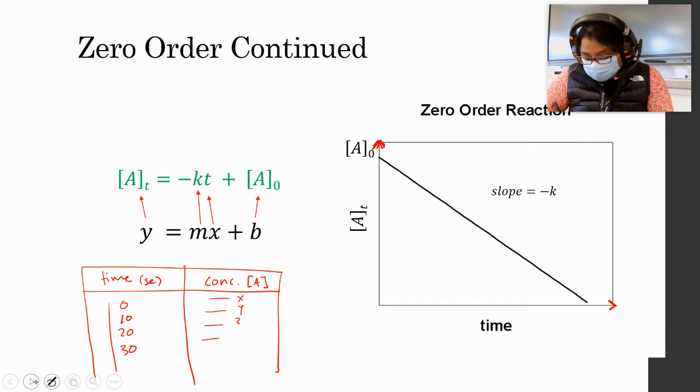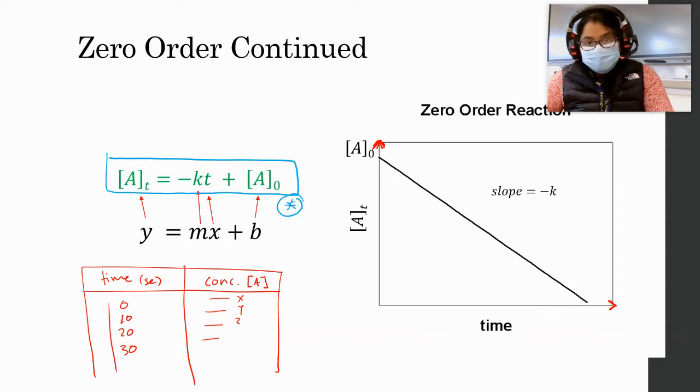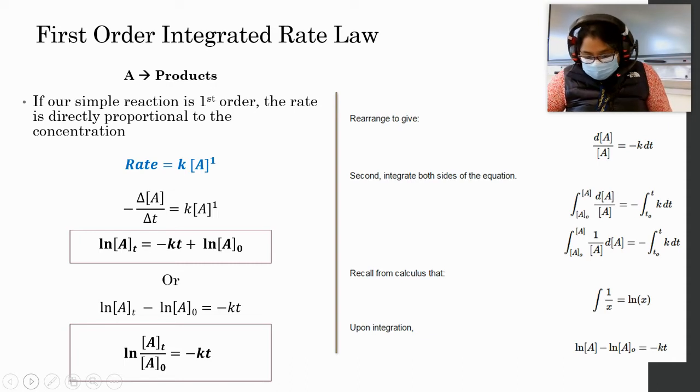Now let's look at the integrated rate law for first order reactions. Now I want to just make sure you memorize this, because this is the equation that's not given on your equation sheet. Zero order is not given. Next, let's talk about first order integrated rate law.